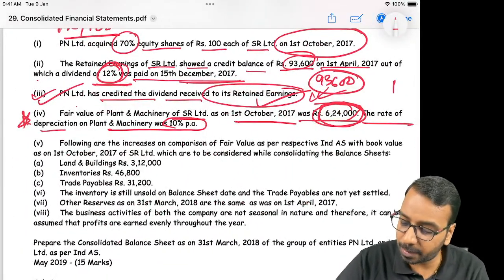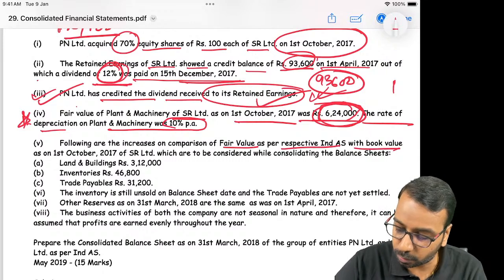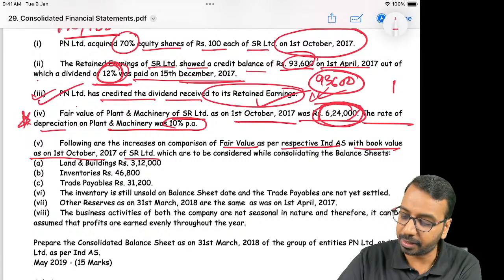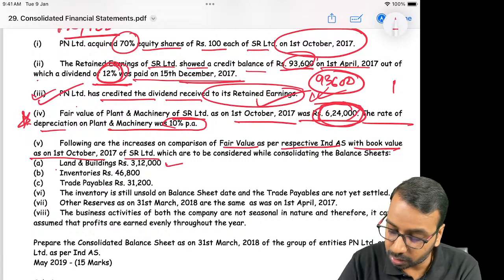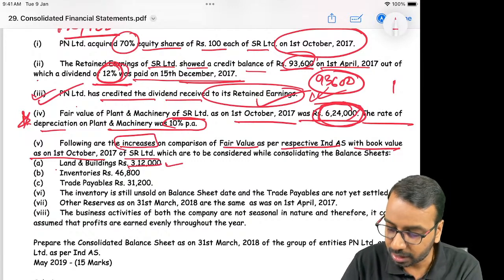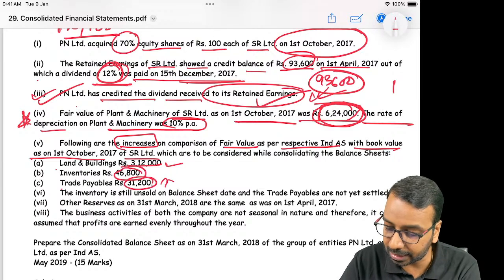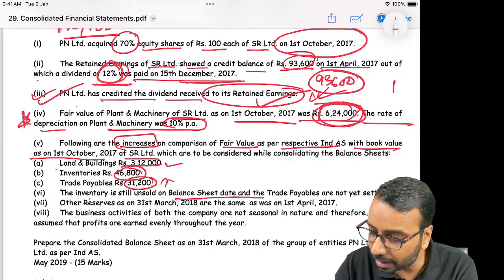Following are the increases in fair value as per the respective Ind AS compared with book value as on 1st of October of SR Limited. Land and building: increase of 3,12,000. Inventory is 46,800. Trade payable 31,200. So this also is an increase. Inventory is still unsold on the balance sheet date.